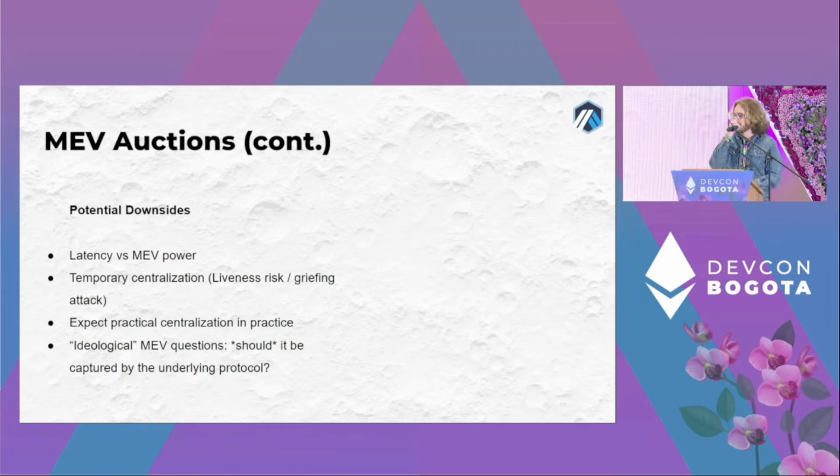So that's one thing. Because these auctions have to be infrequent, like I said, and you have this temporary centralization, there are some concerns about some random party coming in and censoring transactions, griefing them, right? It's the double-edged sword of decentralization in this case. You open it up to any party, but that means any party can come in and not do what they're supposed to.